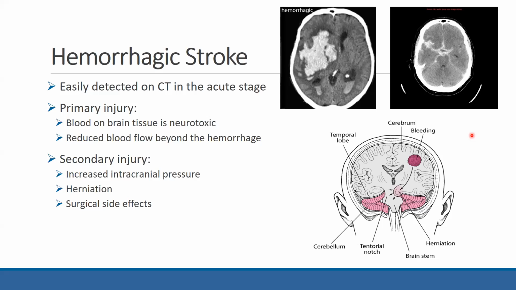They may also have to go in and do something like clipping or coiling an aneurysm so that they stop that flow of blood into the brain. And unfortunately, whenever you do surgery on the head, you increase risk for seizures, you increase risk for infection, for further bleeds. And so these are all secondary injuries that can increase the deficits that came from having this hemorrhagic stroke and cause more complications for the patients down the road.